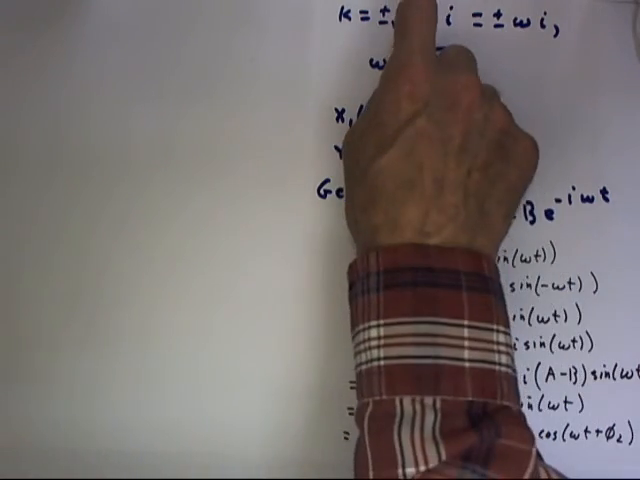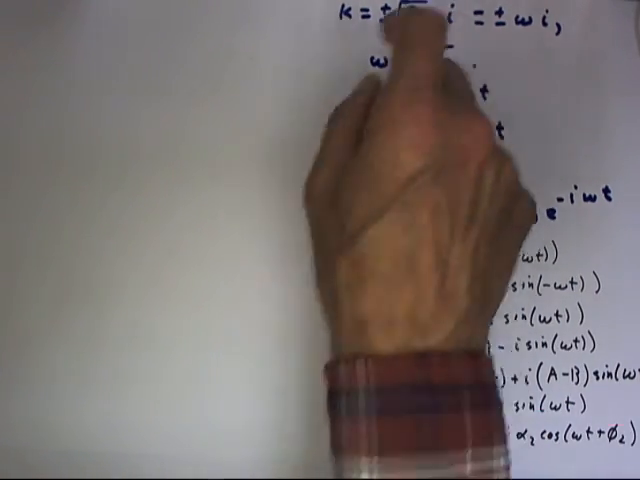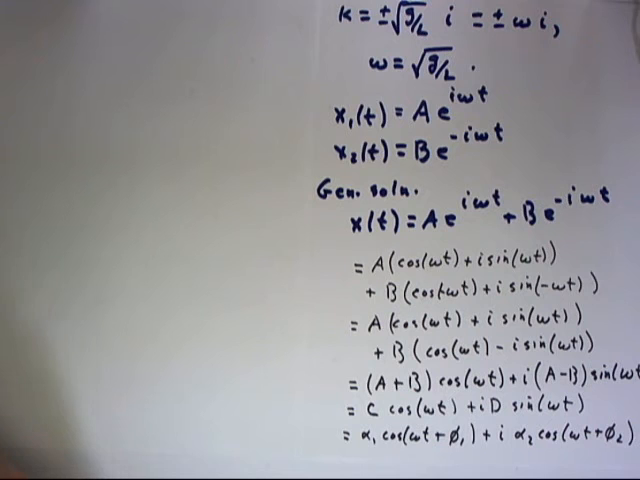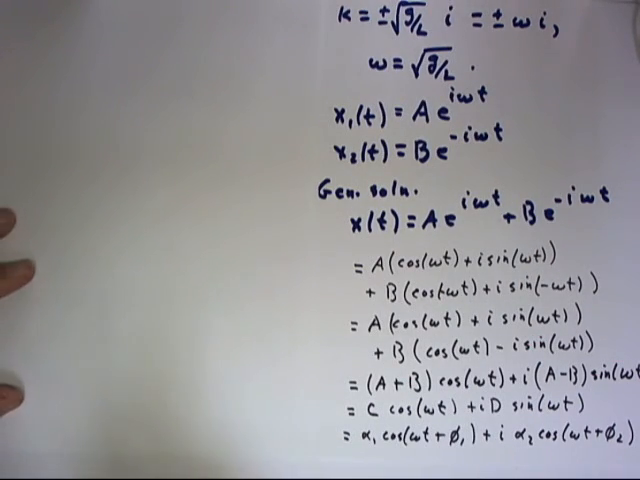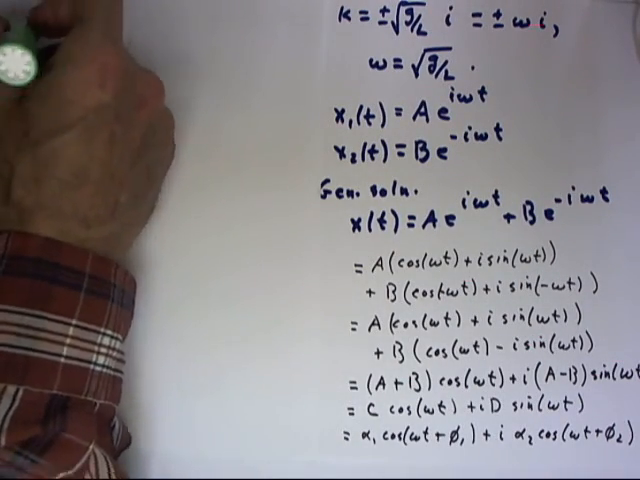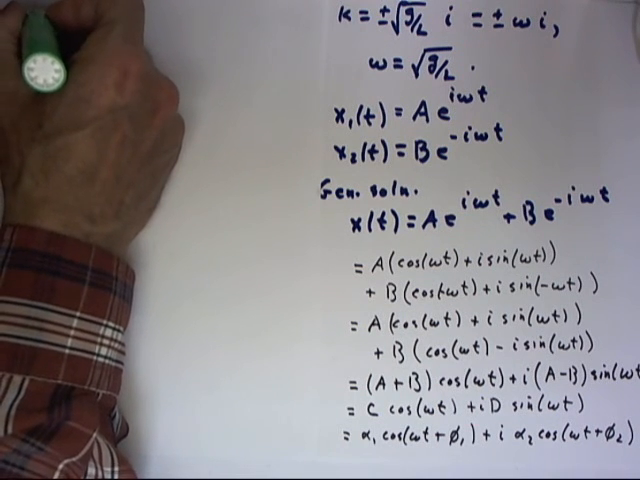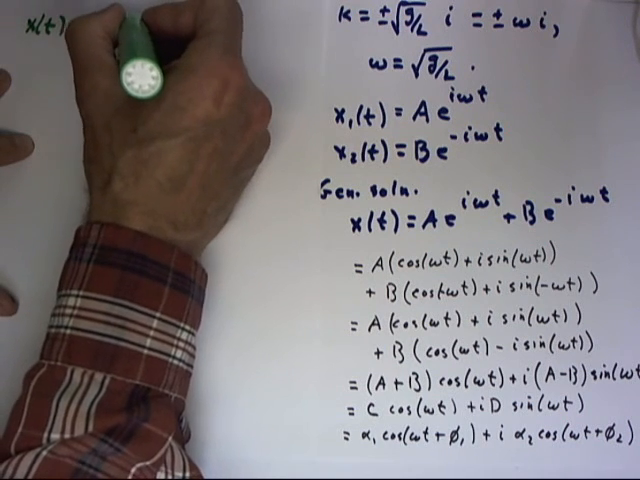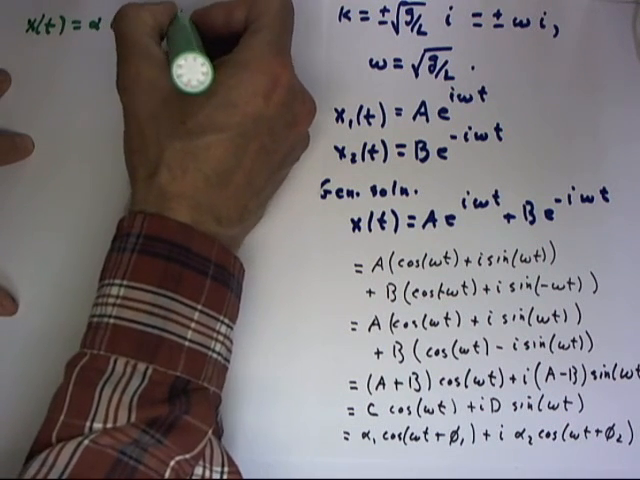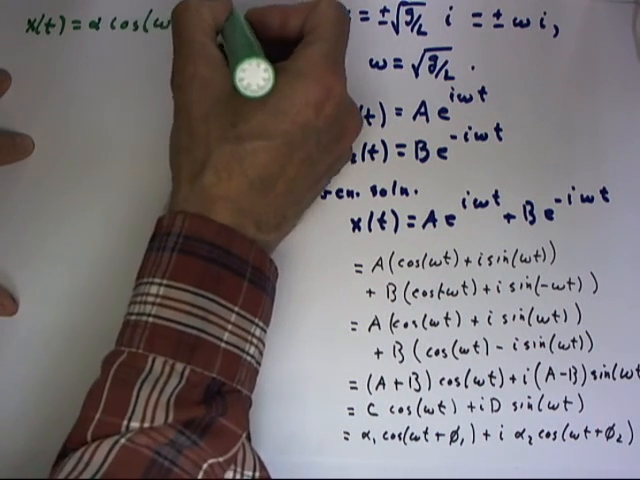Omega is the square root of g over L, where L is the length of the pendulum, and once more this applies to a simple pendulum oscillating with an amplitude much less than its length. Now, let's just look at this solution. Let's just take x of t equal alpha cosine of omega t plus phi.